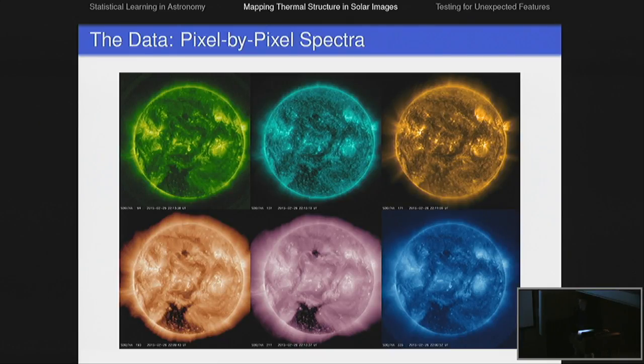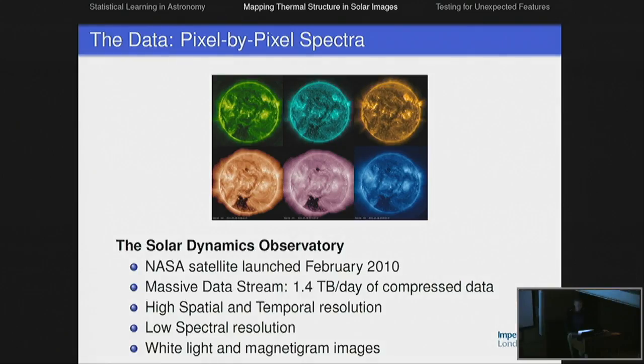So the data that we'll be looking at is from the Solar Dynamics Observatory, launched in 2010, which produces massive data streams, 1.4 terabytes per day.